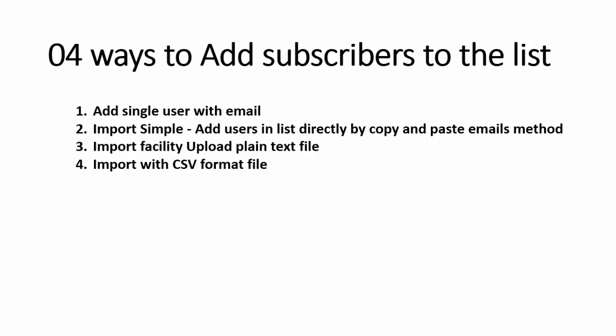Third, the import facility with an uploaded plain text file. In this plain text file, we can enter the email details of users, upload this file, and import the subscribers into a list. Fourth is import with a CSV format file. Here we can create a CSV format file of user details with email and upload it in phpList. It will add the subscribers to the list. So in this way we can add the subscribers. Let's see practically how we can add subscribers to the list.